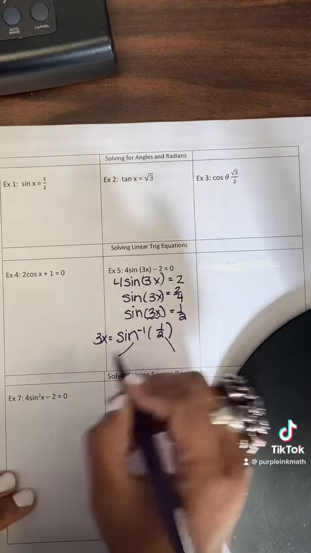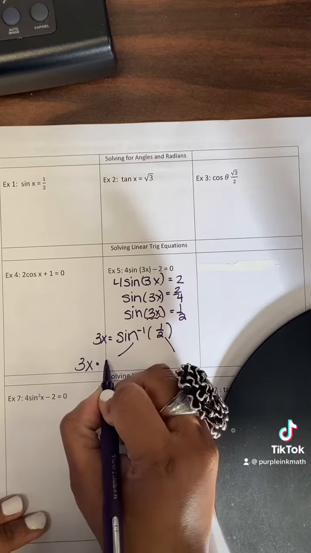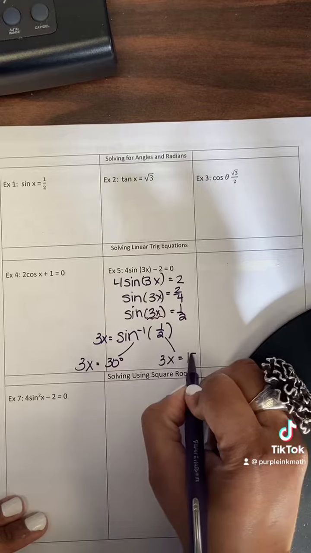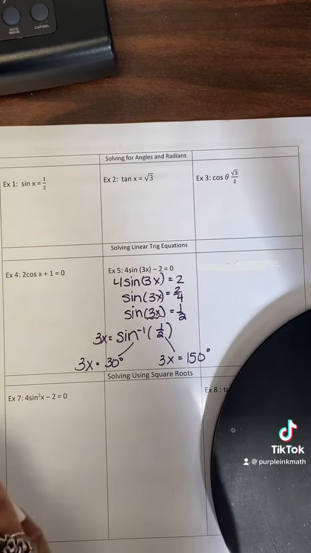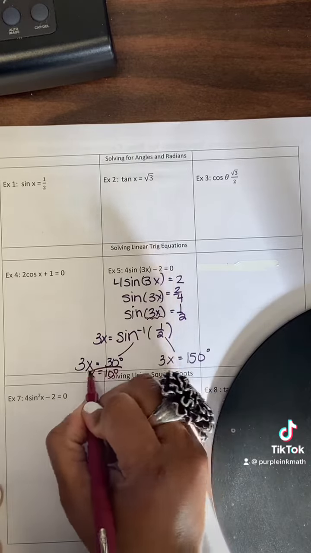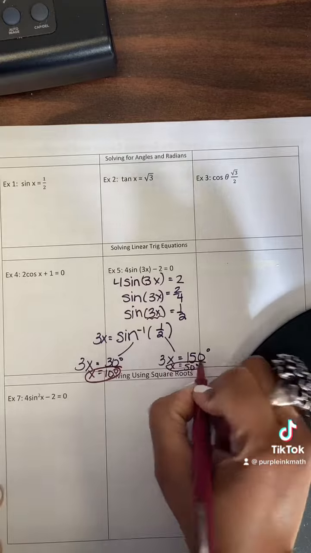So, I'm going to pull this apart, and I'm going to set this up. 3x is equal to 30 degrees and 3x is equal to 150 degrees. So now I'm just going to divide by 3. So x is 10 degrees, and dividing by 3, x is 50 degrees.